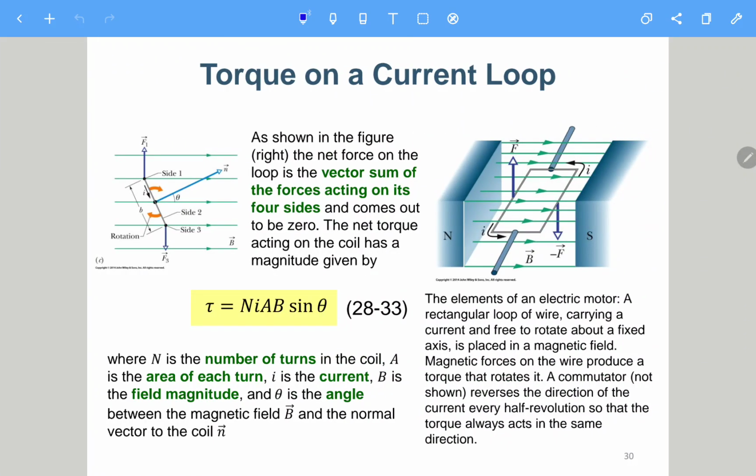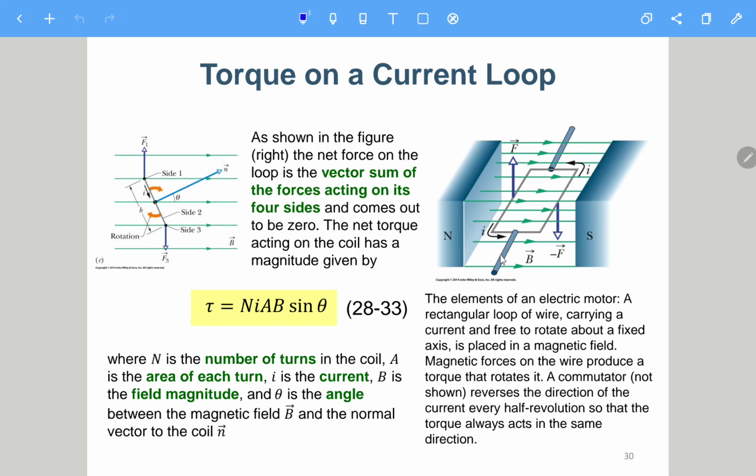Okay, so next we talk about the torque on a current loop. It's just like how a motor works. Here we have a large magnet bar, maybe like a U shape. This is the north pole, this is the south pole. As they are placed close together, it will generate a B field pointing to the right side, which is uniform. We assume that this setup will generate a uniform B field pointing to the right side.